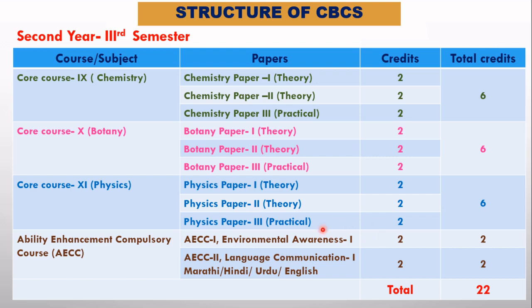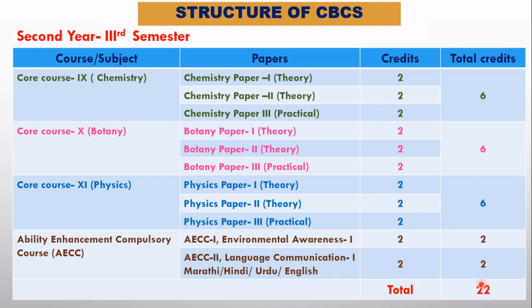This course, that is environmental awareness, is for 2 credits, and language communication is also for 2 credits. So in this way here also 22 credits have been formed. See here, 18 credits from the regular subjects and 4 credits from the ability enhancement compulsory course. It was similar in the previous syllabus also. There was a compulsory language, and there was an environmental awareness paper, but it was not a credit pattern. Here credit has been given accordingly.